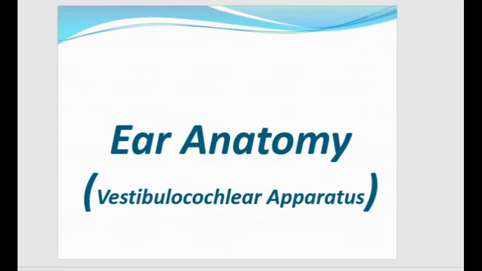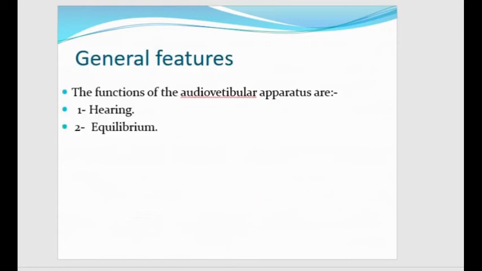Ear diseases of the ear. وكالعادة احنا راح نبدي بالanatomy of the ear. The ear is also called the vestibulo-cochlear apparatus, اللي معناها انه the ear is the organ that deals with hearing and balance. So the functions of this audio vestibular apparatus of the ear are hearing and balance.